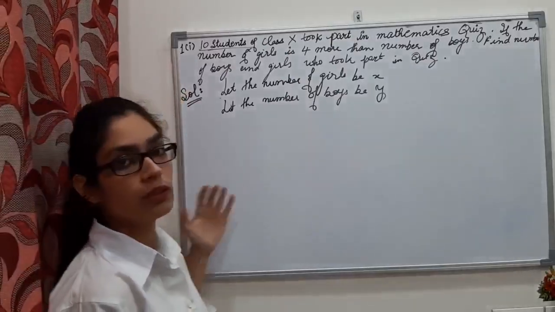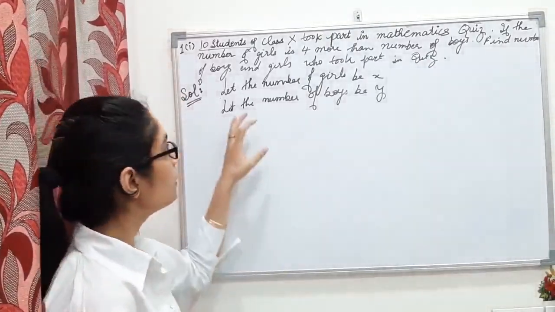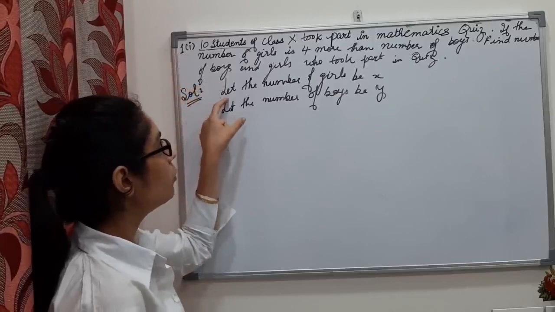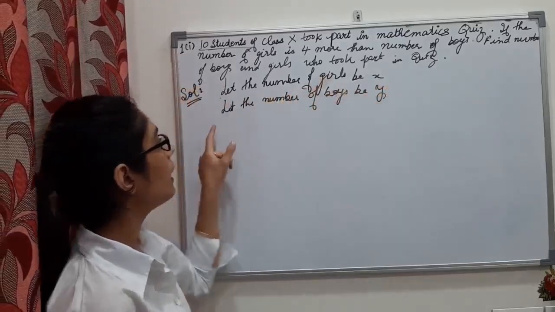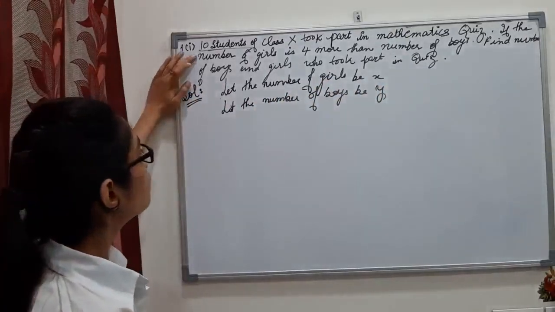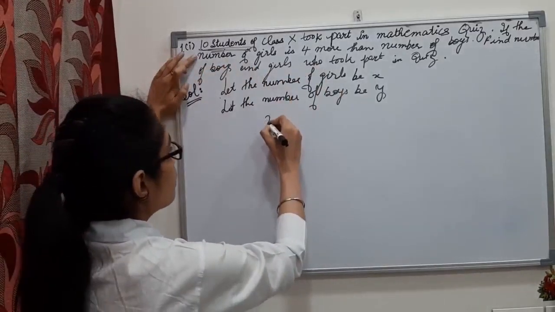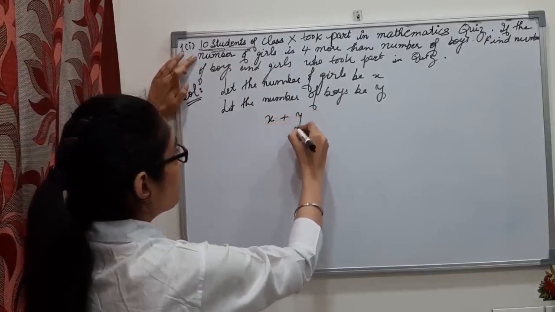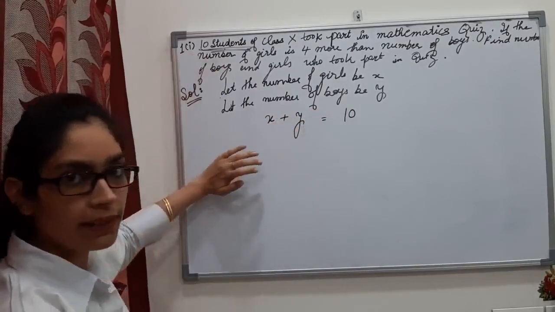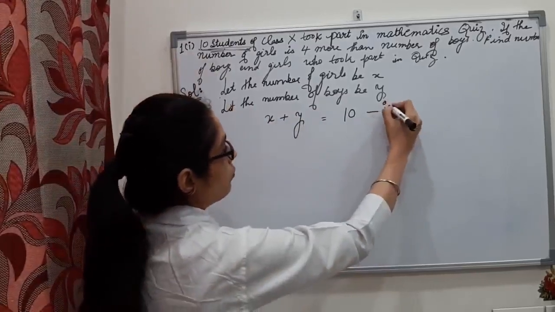So now we have to recognize which two things we have to assume, since we are doing the equations in two variables. So they have given us boys and girls. So we will assume the number of girls equals to x and let the number of boys equals to y. They have given 10 students of class 10. That means number of girls plus number of boys is equal to 10. Since only 10 students are taking part, that means x plus y is equals to 10. This will be our first equation.